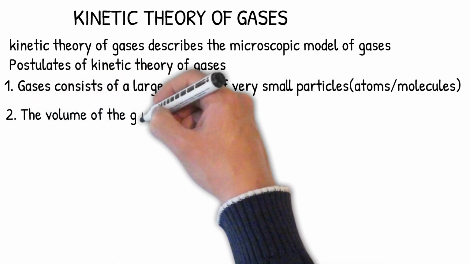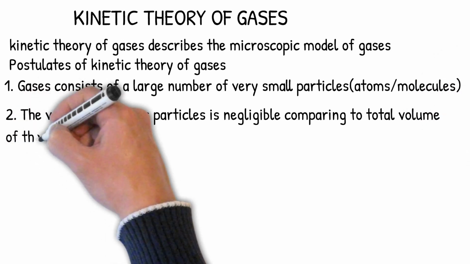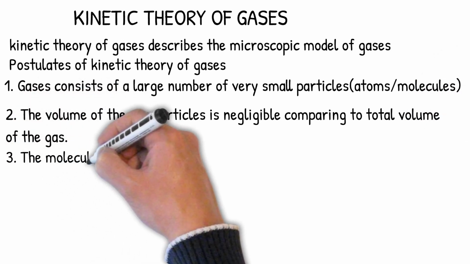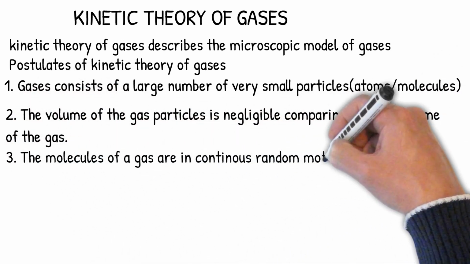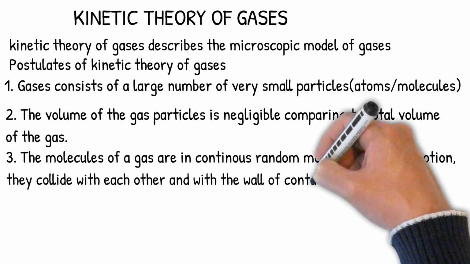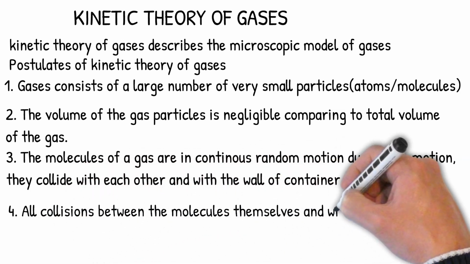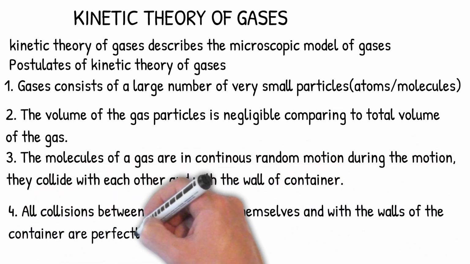The volume of gas particles is negligible compared to the total volume of the gas. Number 3. The molecules of a gas are in continuous random motion. During the motion, they collide with each other and with the wall of the container. Number 4. All collisions between molecules themselves and with the wall of the container are perfectly elastic.